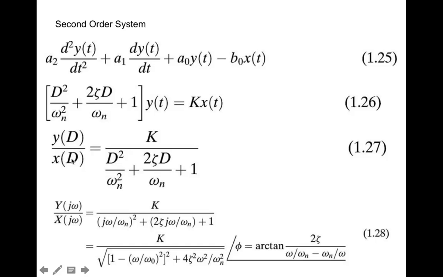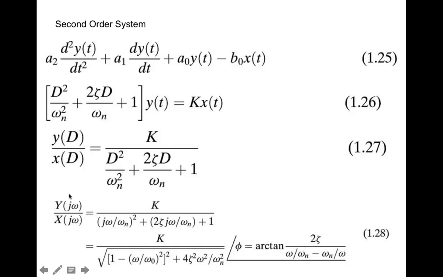So here we have y of d over x of d, and so we're solving for output over input. And so you can see that output over input is a rather complicated function where k is a constant. D is our differential operator, or analogous to S if you're in the Laplace domain. Omega n is another constant, and zeta is another constant. And those constants would all be dependent on A2, A1, A naught, and B naught.